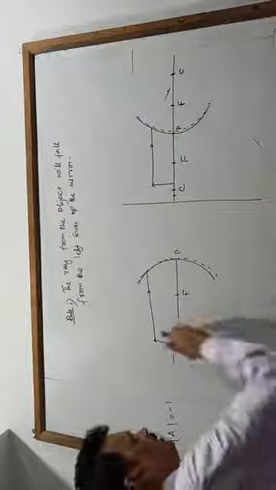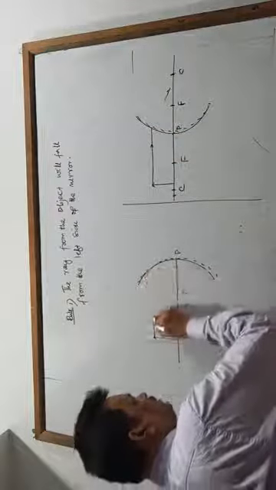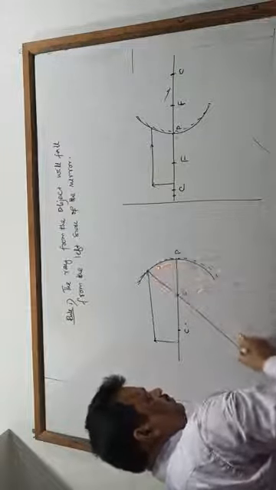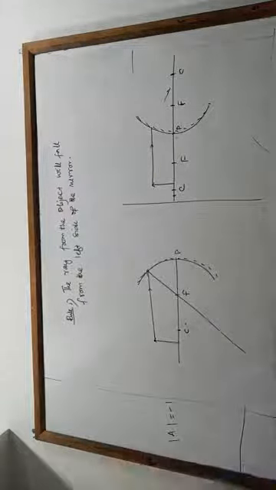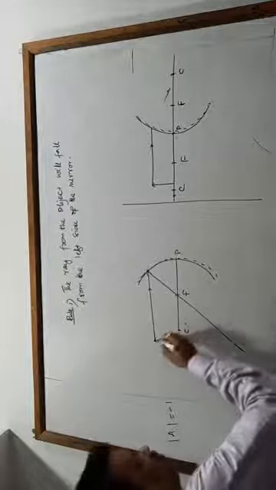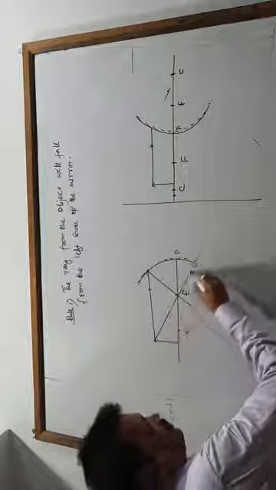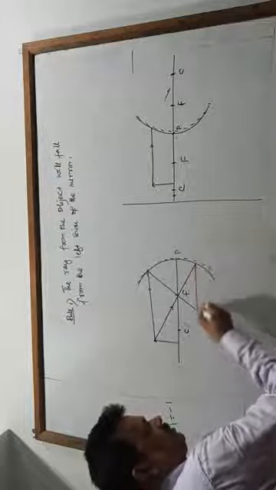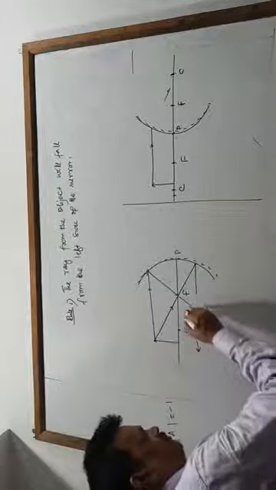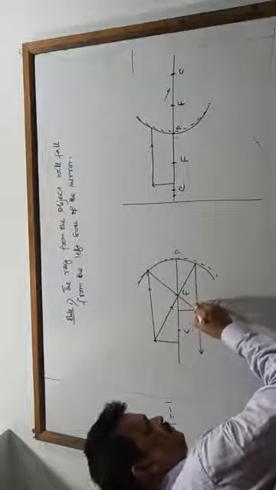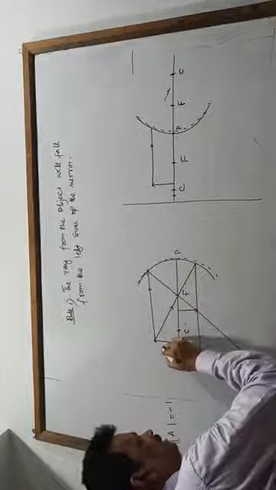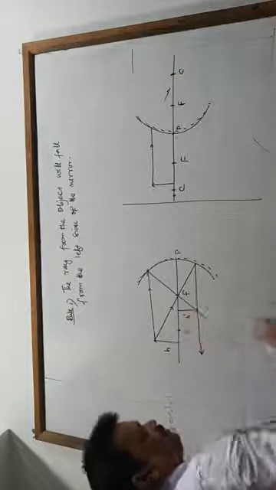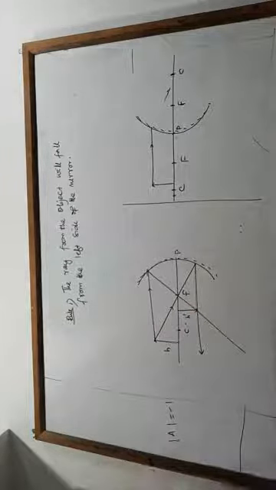Okay, any ray that goes parallel to the principal axis comes through the focus. Another ray which goes through the focus comes parallel to the principal axis. So you can see the image here. If this is h height, this is h dash. See it very carefully.